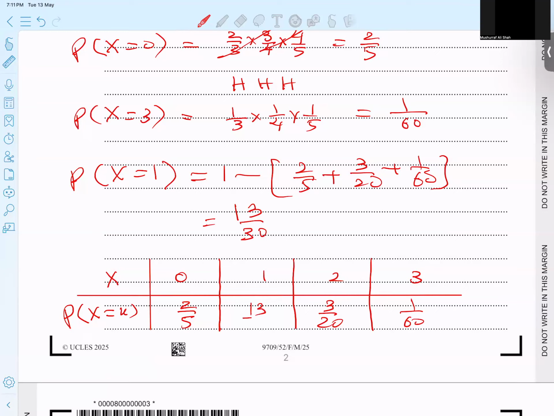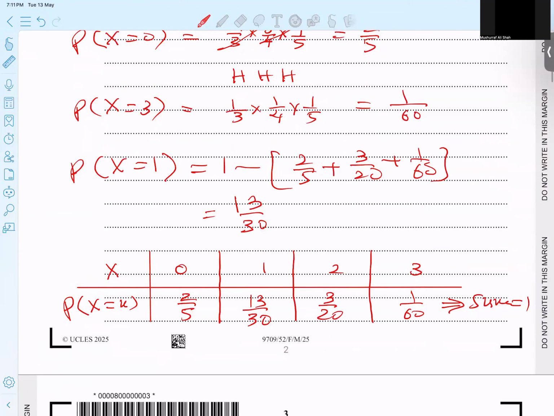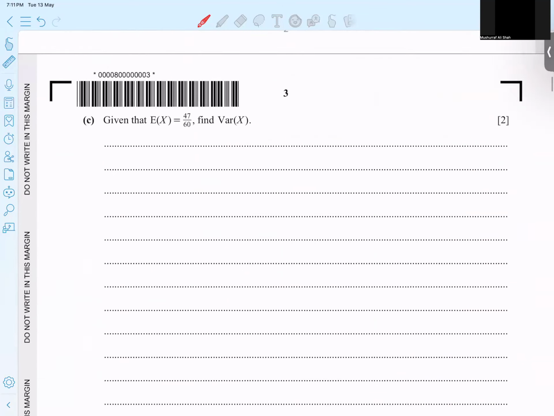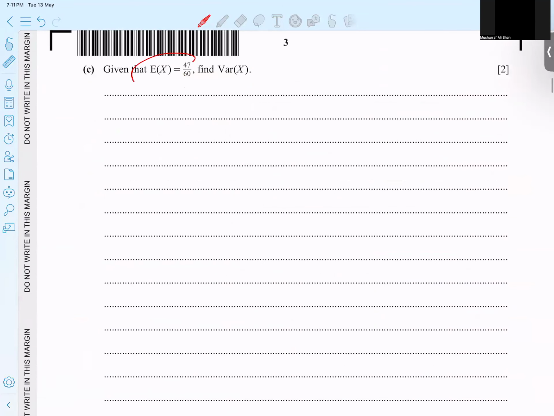So 13 over 30 in case of the one option. So if I add them, the answer will come confirm 1. I hope the concept is very clear. So let me recheck this one, second option, third and fourth.